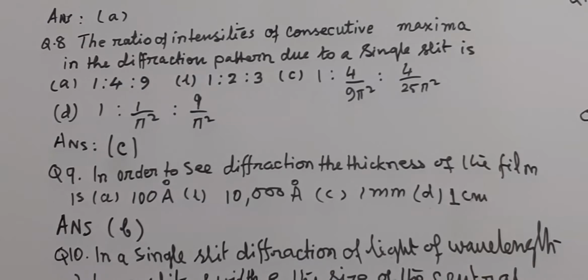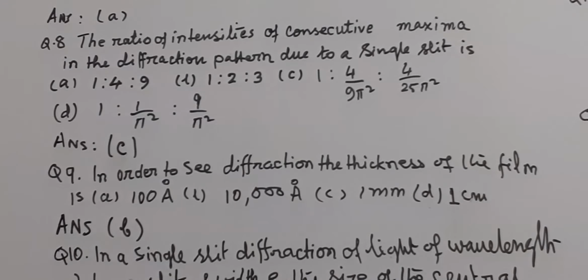Now come to question number 9. In order to see diffraction, which thickness of the film will be better, will be feasible? 100 angstrom, 10,000 angstrom, 1 millimeter, 1 centimeter? Of course, B will be the answer. Still we can get diffraction fringes at 10,000 angstrom.